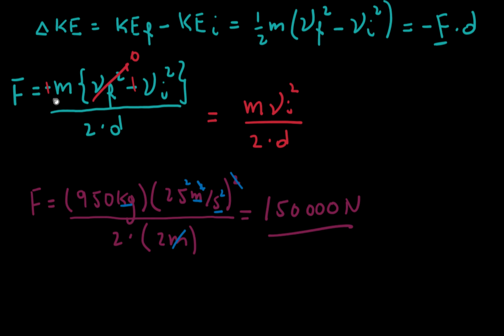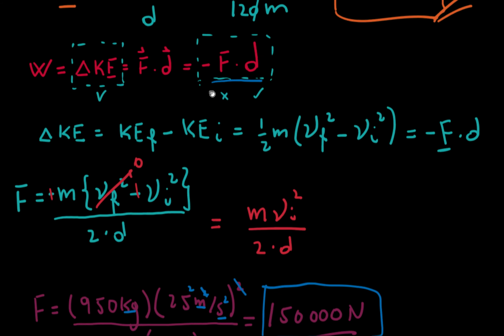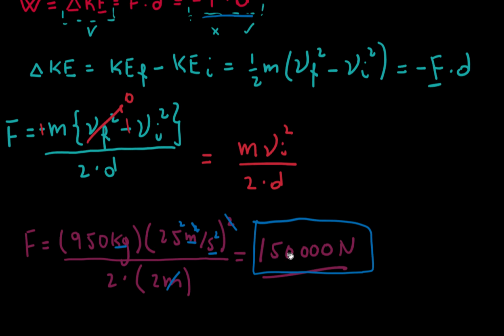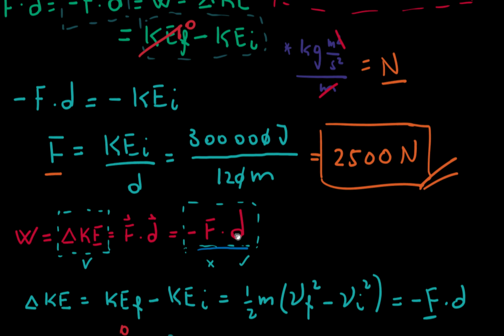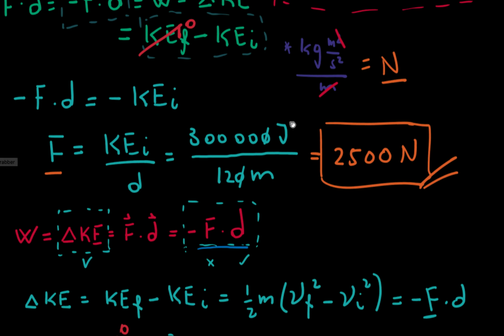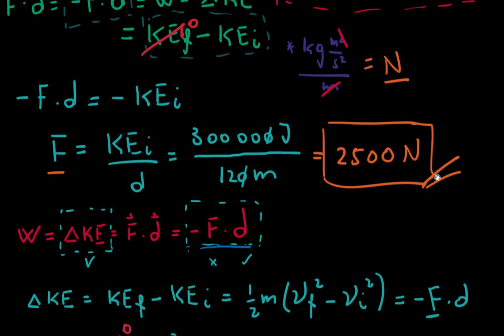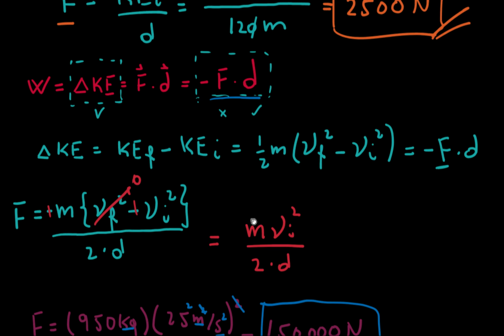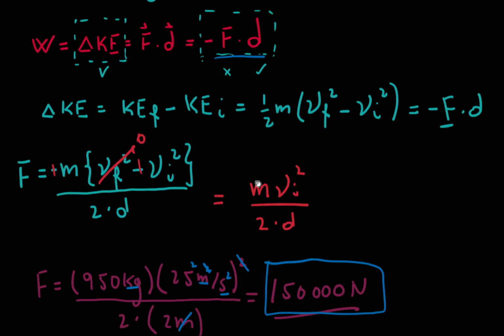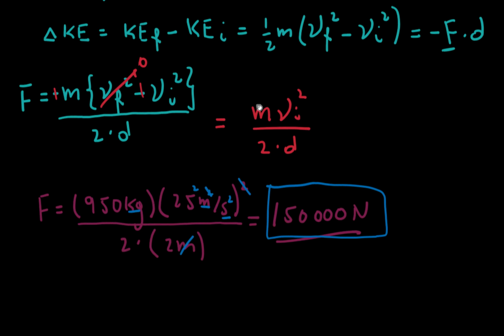Let's compare this number right here, 150,000 newtons. This is hitting the barrier and stopping in 2 meters. 150,000 newtons is what the car experienced. And then here, when you have a block, it is 2,500. So these numbers are considerably different. And this is why you want to not crash into barriers.